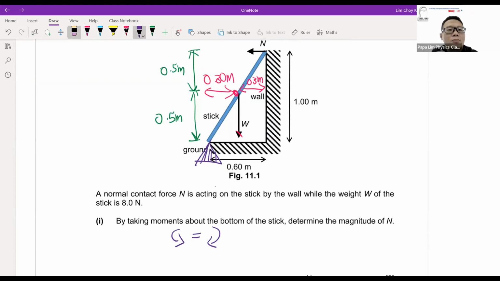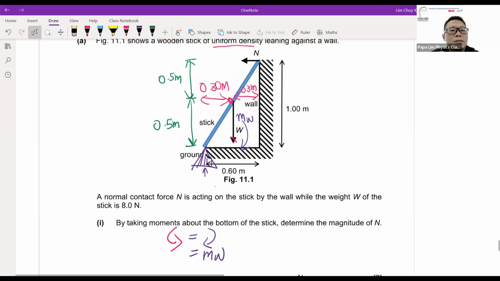So what are the clockwise moments here? As of now, you have the weight only. With respect to the pivot P, clockwise is by the weight itself. So this will be MW. Anti-clockwise, the second force, is N. So this will be the anti-clockwise moment of N.